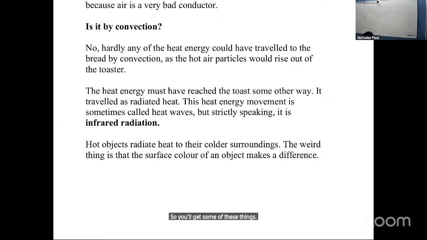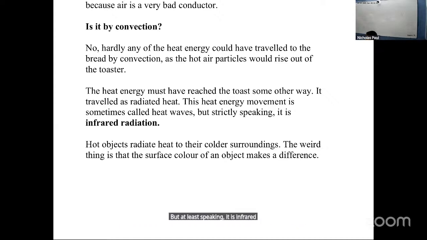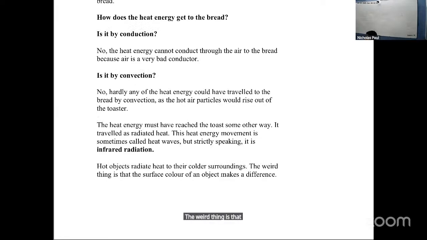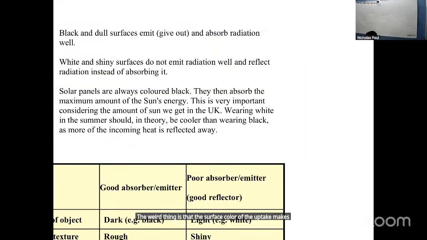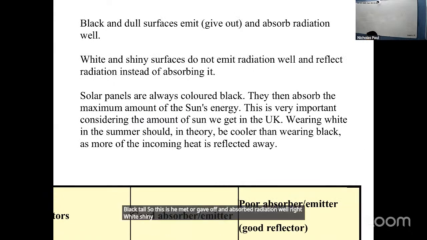The heat energy must have reached the toast in some way. It travels as radiated heat. This heat energy movement is sometimes called heat waves, but strictly speaking, it is infrared radiation. Hot objects radiate heat to their colder surroundings. The weird thing is that the surface color of the object makes a difference. Black, dull surfaces emit or give off and absorb radiation well. White, shiny surfaces do not emit radiation well, and they reflect the radiation instead.